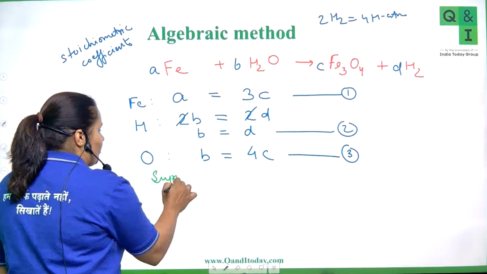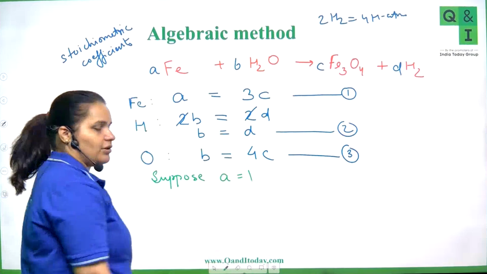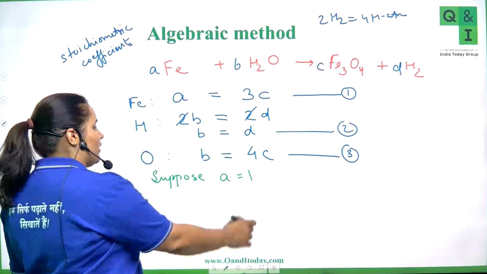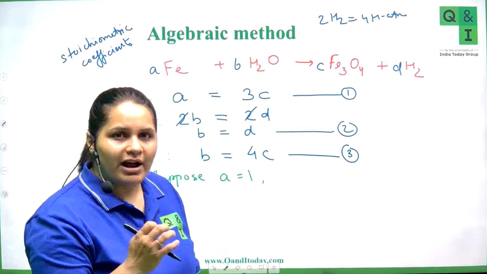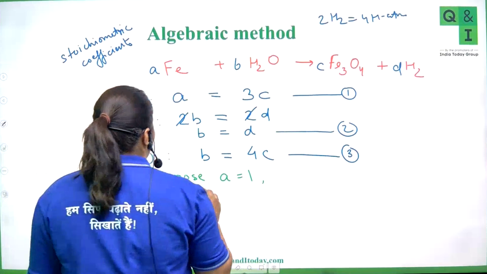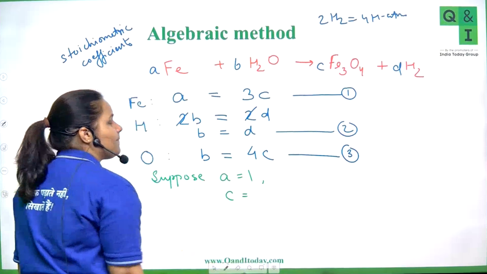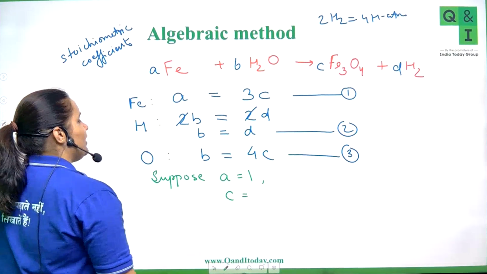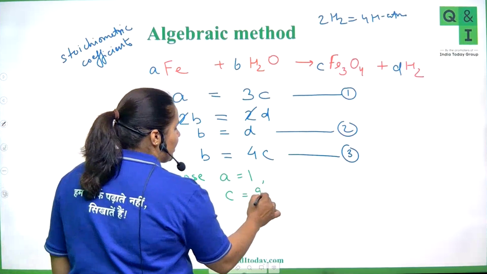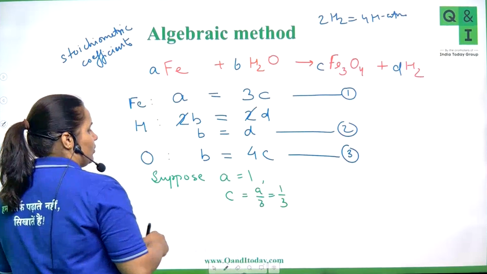suppose A is equal to 1. While balancing any equation, you have to suppose that A is equal to 1. So if A is equal to 1, what will be the value of C? 1/3. Exactly, because C is A by 3, so it is going to be 1/3.